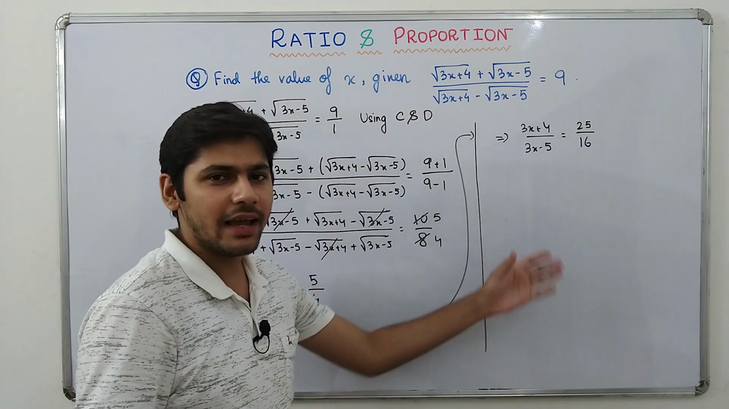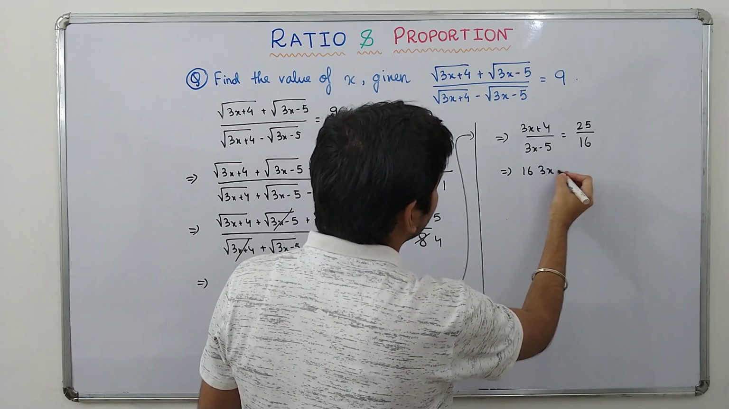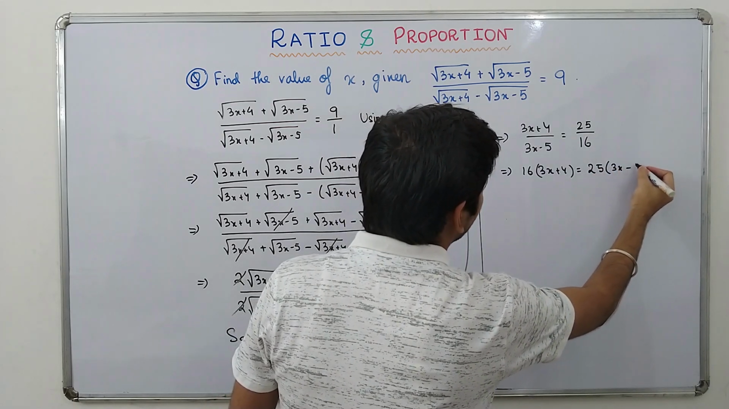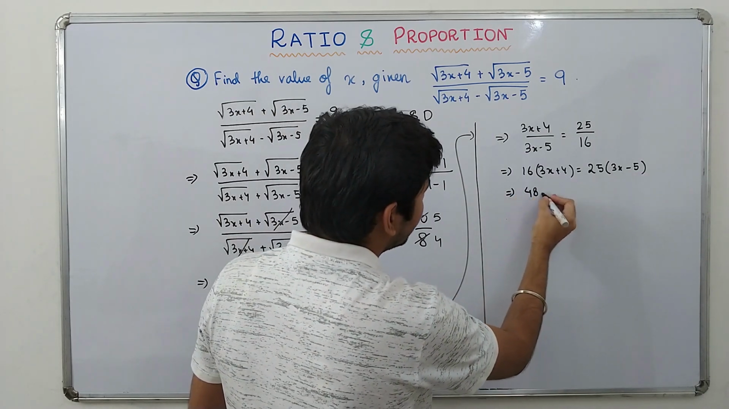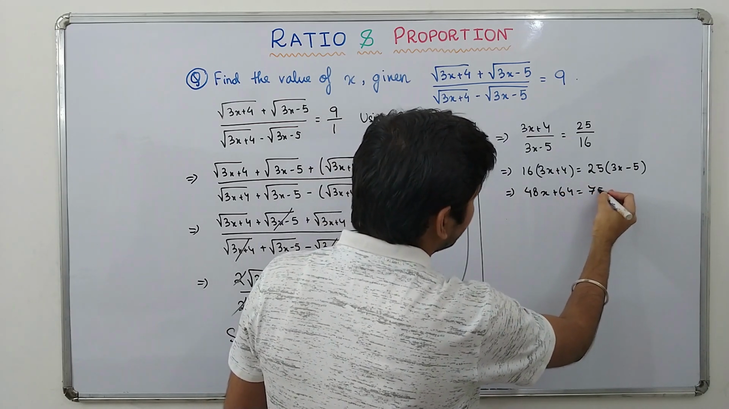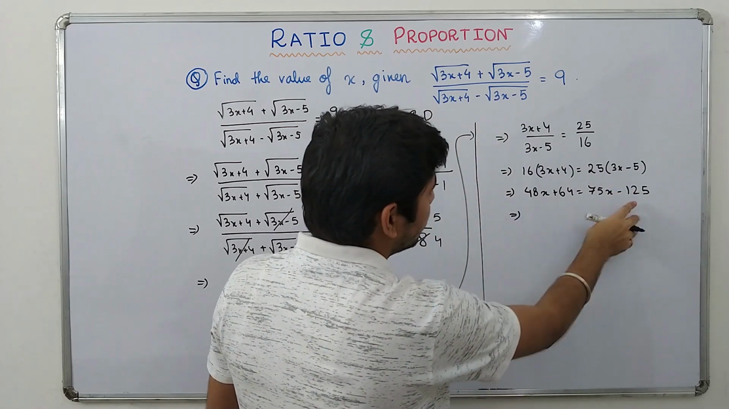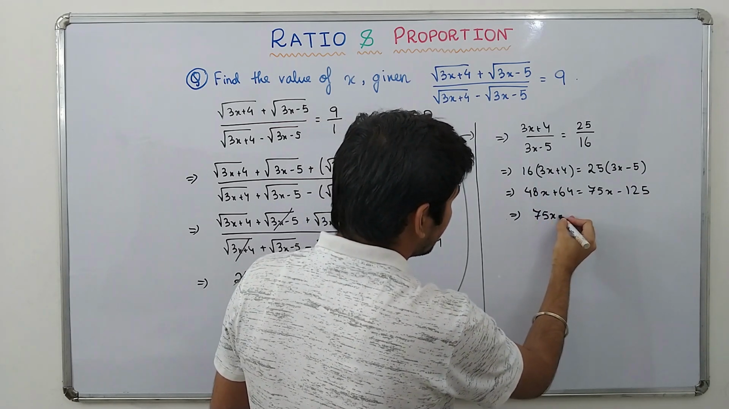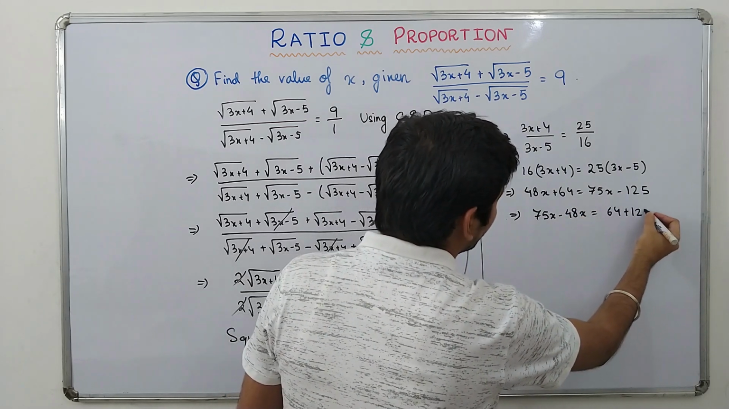Now we can just cross multiply and we will get the value of x. Let's do that. So we get 16 into (3x+4) is equal to 25 into (3x−5). 16 2s are 32, 16 3s are 48, so 48x. 16 4s are 64, plus 64. 25 3s are 75x minus 25 into 5, that's 125. So 125 will come over here and 48x will go over there. So we get 75x − 48x = 64 + 125.